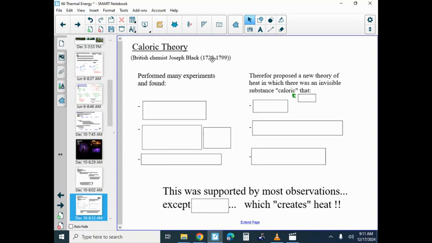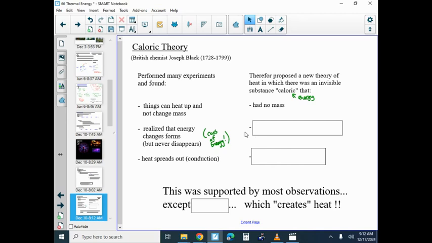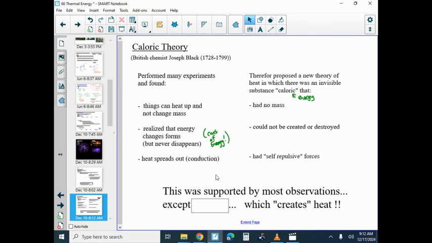Fast forward to this date range, and you've got some experiments being performed, and they found that things can heat up and not change mass. They realized that energy changes forms but doesn't disappear. The conservation of energy concept was realized, and that heat spreads out by conduction and probably convection too. So they proposed a new theory with an invisible substance, caloric, which again is energy, just words at this point. It has no mass, can't be created or destroyed, and has self-repulsive forces.